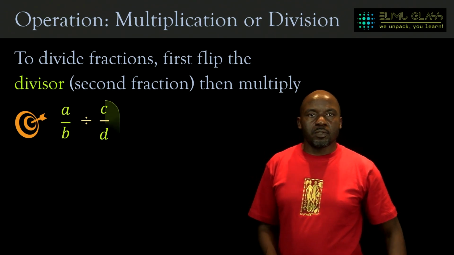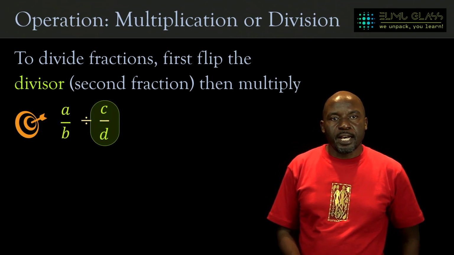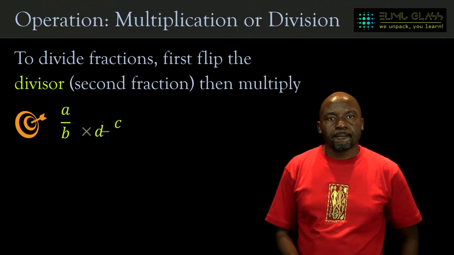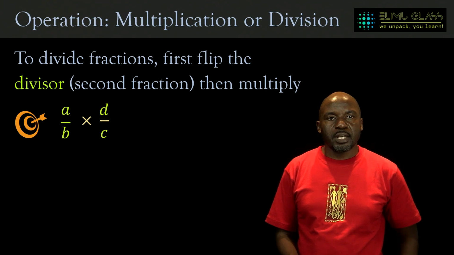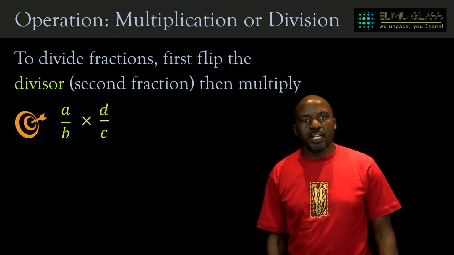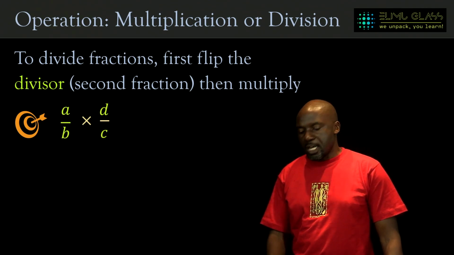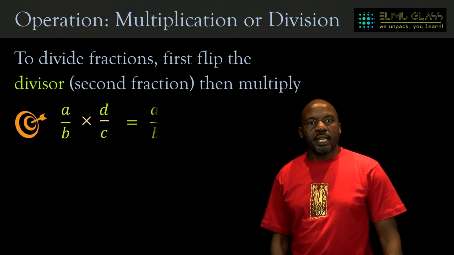Okay, so let's see that. This is what I've just done. So that is the divisor. We want to flip that. So if we flip it, so C goes down and D goes up, the sign changes from that of division to that of multiplication. And now all we have to do is to multiply the numerators together and the denominators together. We end up with AD over BC.